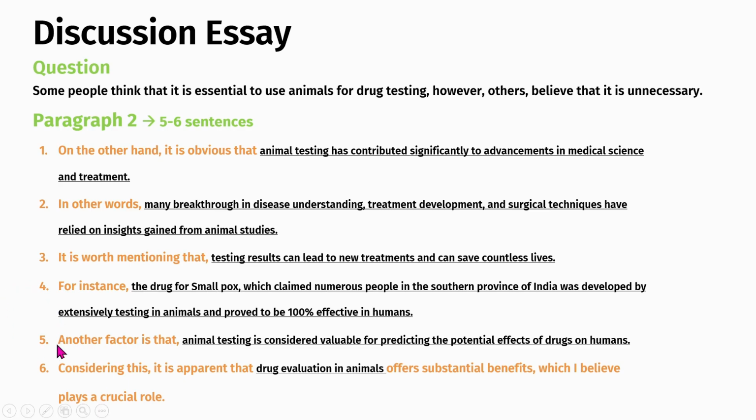Now, the fifth thing is another factor, which is your second point. Animal testing is considered valuable for predicting the potential effects of drugs on humans, just to predict the side effects. Now, last point: considering this, it is apparent that, and next you have to write your essay topic, which is drug evaluation in animals offers substantial benefits, which I believe plays a crucial role. So we are done with body paragraph 2 as well.